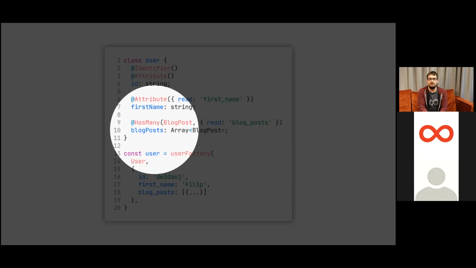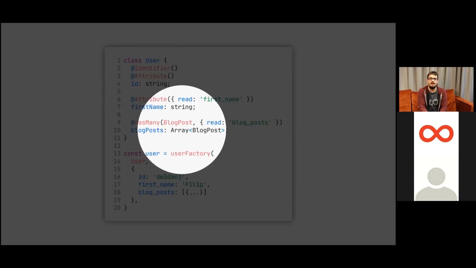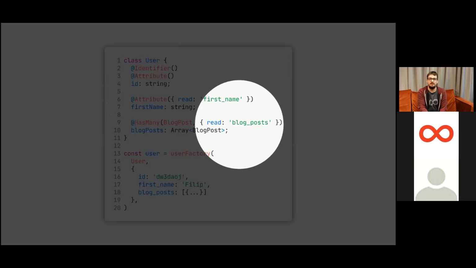So if you use something like JSON API, maybe, if a user can have multiple blog posts, you can create a relationship to a BlogPost class. It will be an array. And we again have to rename the property from snake case to camel case.